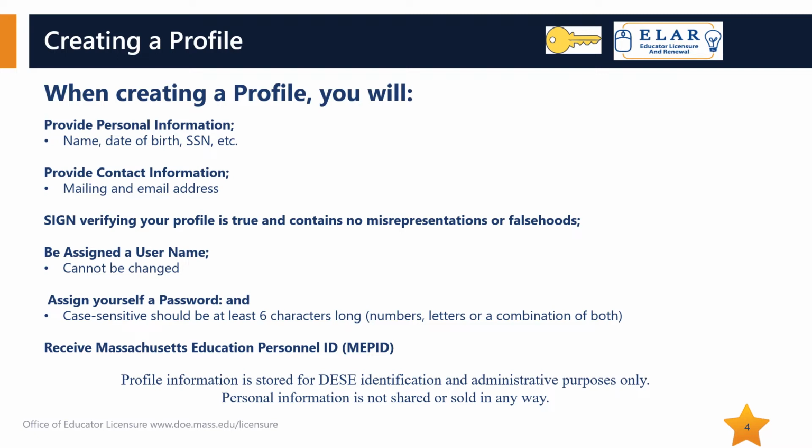In addition, you will be assigned a username, a Massachusetts Education Personnel ID, and assign yourself a password. Only information that is a matter of public record will be shared should a request for that information be submitted. Personal information is stored for identification and administrative purposes only. It is not shared or sold in any way.